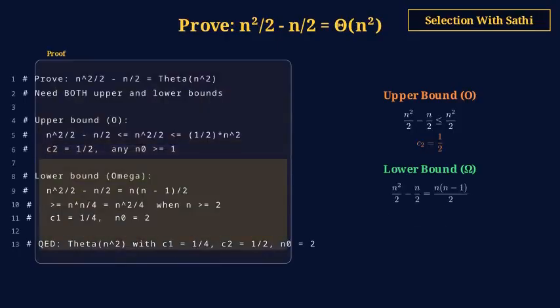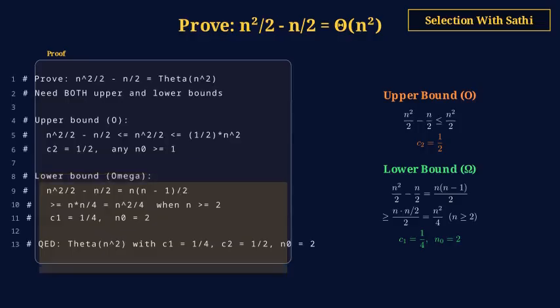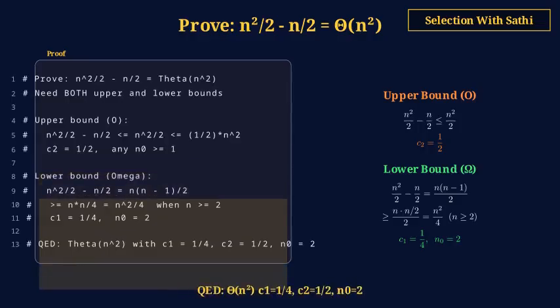We want to show n squared over 2 minus n over 2 is theta of n squared. First, the upper bound. N squared over 2 minus n over 2 is clearly at most n squared over 2. So with c2 equals 1/2, the upper bound holds for all n, that gives us O of n squared.